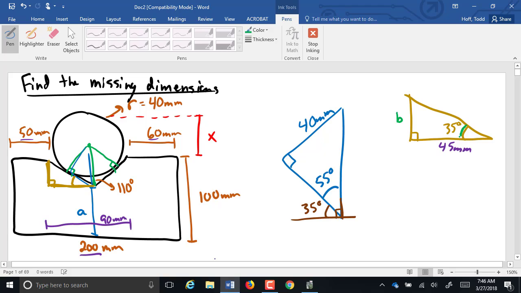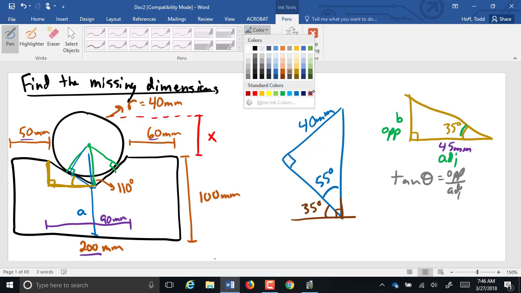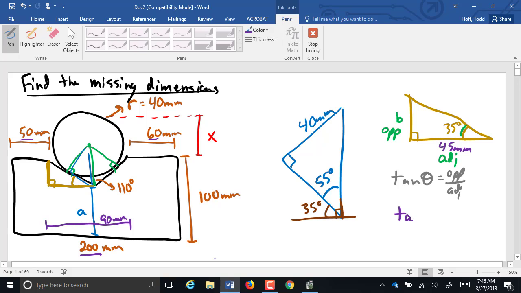If I'm using my 35-degree angle, the 45 is which side of this triangle? That's the adjacent. B is the opposite. Opposite and adjacent make what trig function? There it is. Tangent of an angle is opposite over adjacent. So now we'll fill in what we know. Do we know the angle? Yes, it's 35 degrees. Do I know the opposite side? No, that's the B, what I'm trying to find. The adjacent side? Yeah, it's the 45.